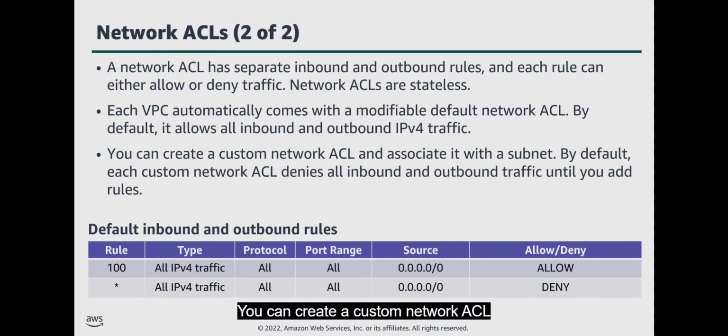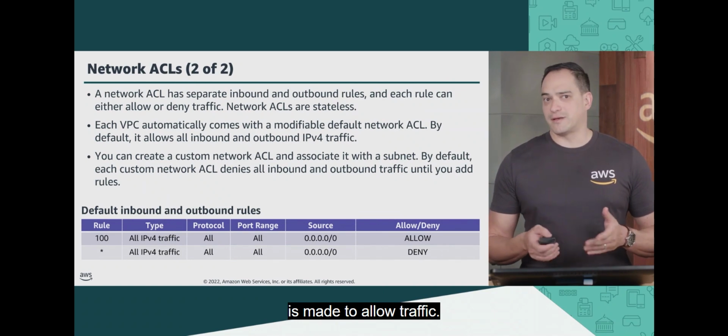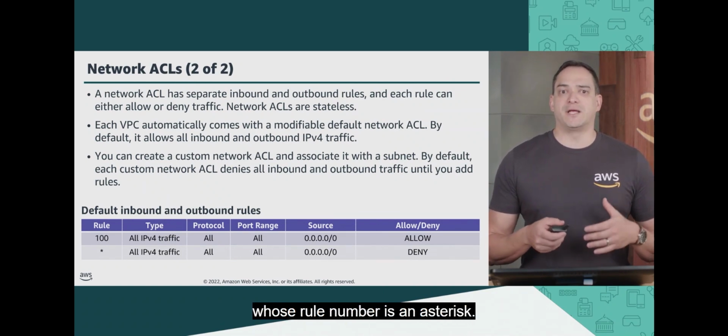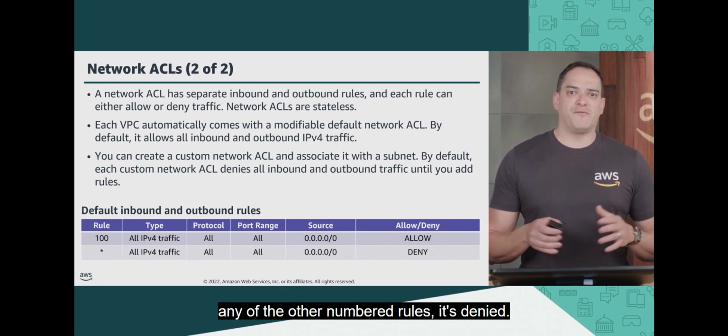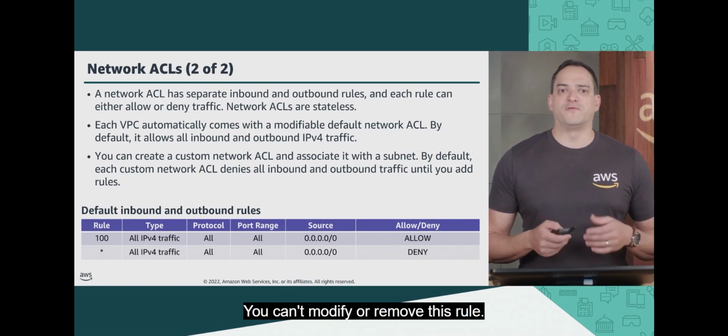You can create a custom network ACL and associate it with a subnet. By default, each custom network ACL denies all inbound and outbound traffic until you add rules. Rules are evaluated in number order before a decision is made to allow traffic, and each network ACL also includes a rule whose rule number is an asterisk. This rule ensures that if a packet doesn't match any of the other numbered rules, it's denied. You can't modify or remove this rule.